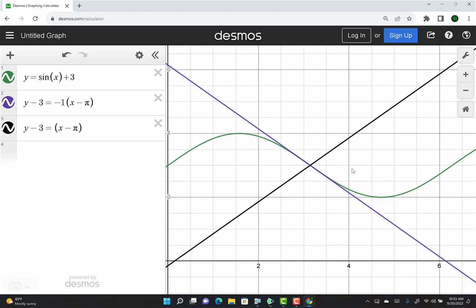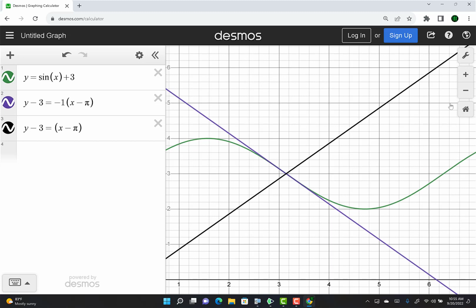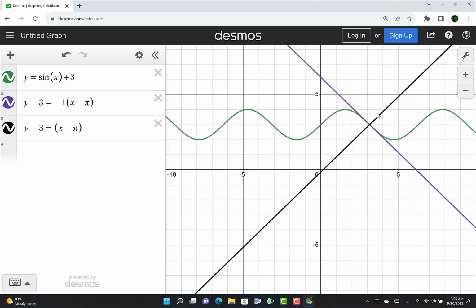Check it out, guys. There it is. It doesn't look perpendicular because of my grid. It's not a square grid. But let me see if I can fix the grid. There it is. It looks perpendicular now. Cool or not cool? Yeah.